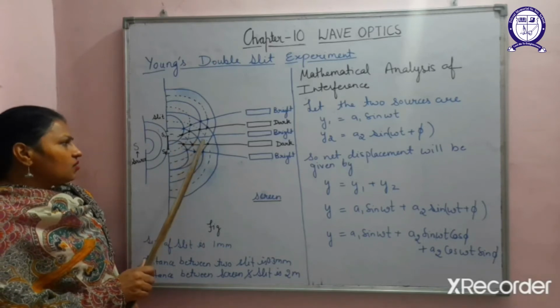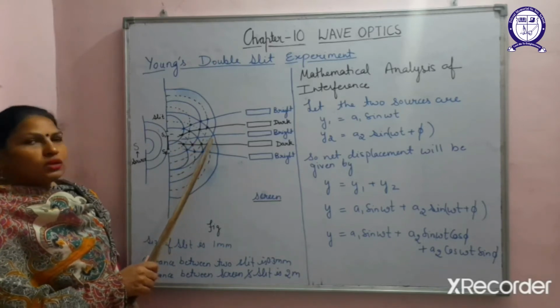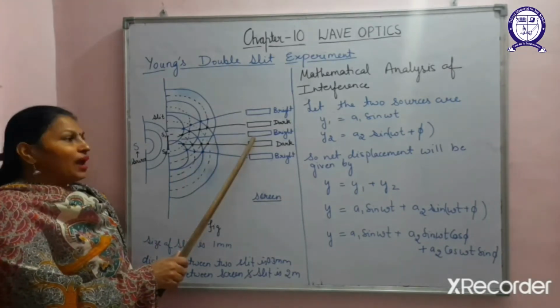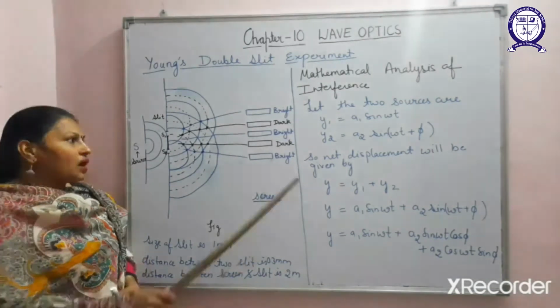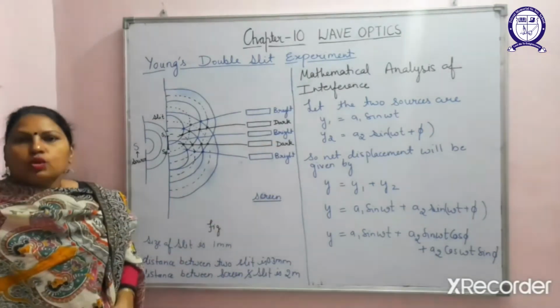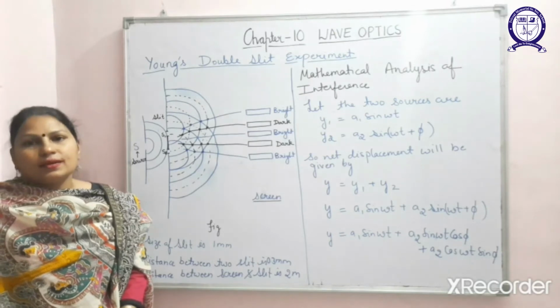crest on crest, trough on trough, and crest on crest. In such a condition we get the brightest intensity, which we generally call a fringe. So there is a bright fringe exactly at the center.